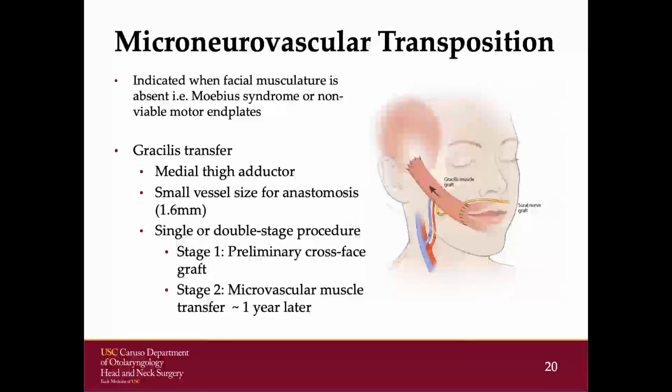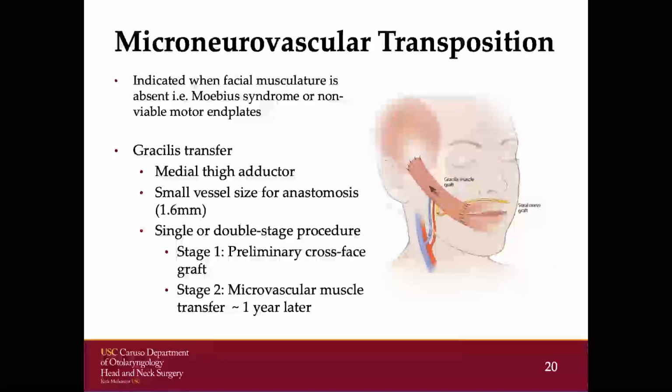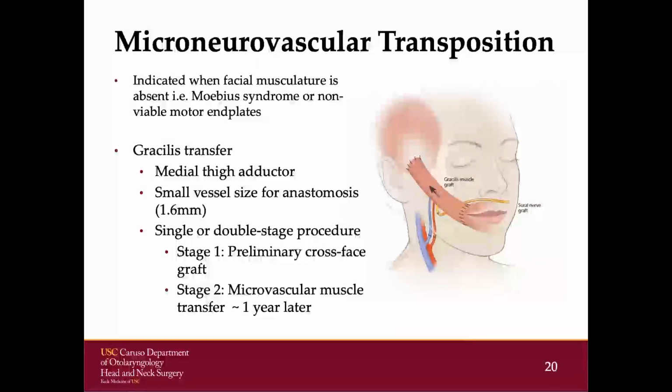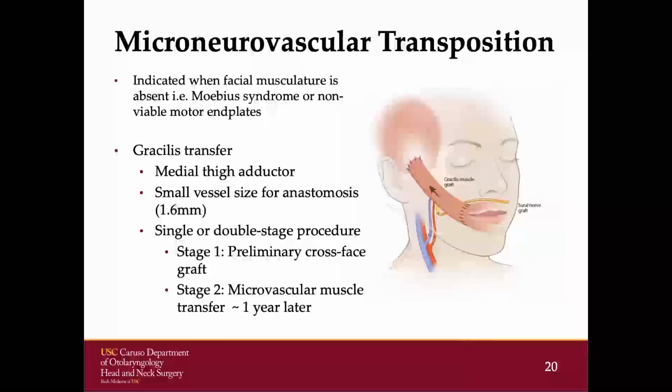And the most common that we use is the gracilis, which is the medial adductor of the thigh. The problem, despite it being very robust, is that the vessel size is quite small, even for microvascular surgery standards. There have been single or double stage procedures described. Generally speaking, they're double procedures where there's a preliminary cross-face graft coupled with a microvascular muscle transfer a year later. There are other options for muscle donor sites like the latissimus dorsi or the pec minor, but in general, I think the gracilis is preferred.